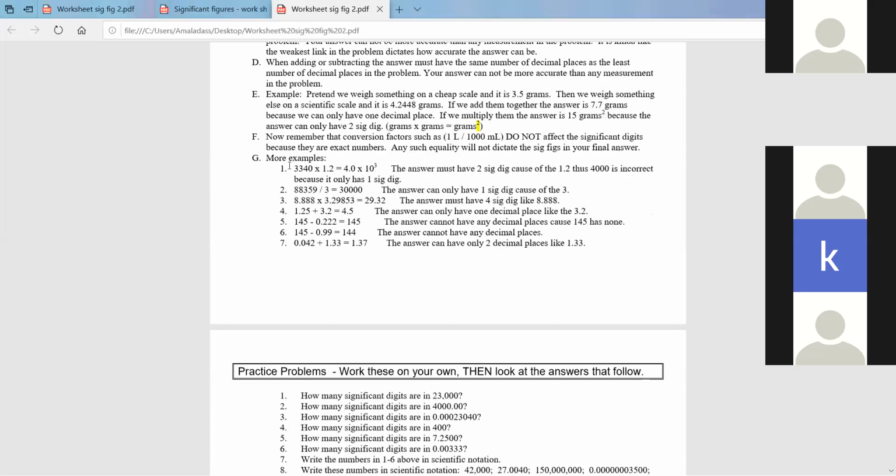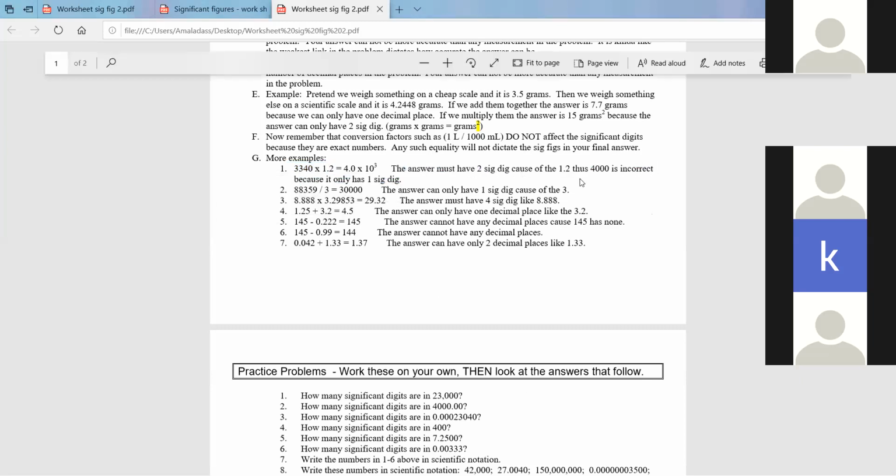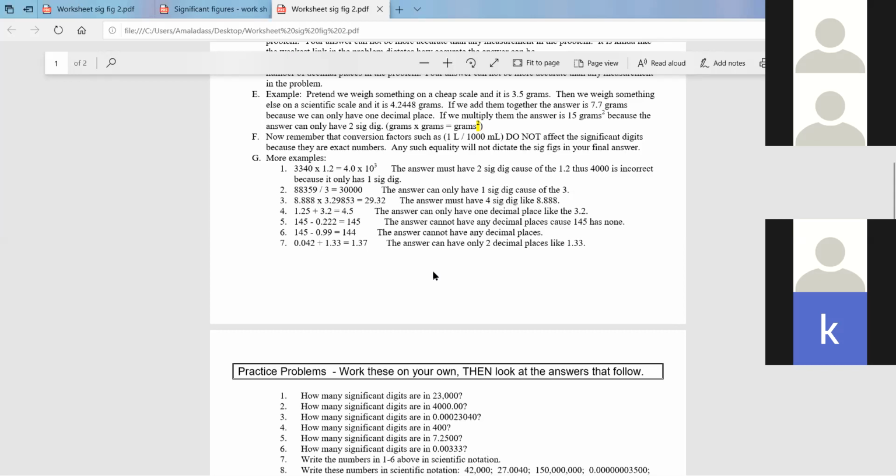First problem, please solve the first problem, multiplication. Tell me the normal answer first. 4.0. Tell me the normal answer first. 4008. What is the answer? 4008. First you write.